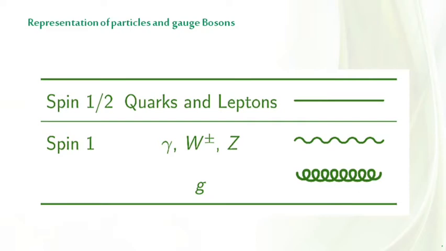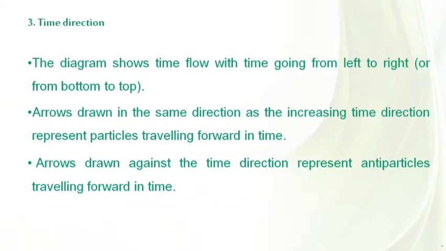The direction of time in this Feynman diagram. The diagram shows time flow with time going from left to right or from top to bottom as you wish to represent. So arrows drawn in the same direction as the increasing time direction represent particles traveling forward in time. And in case of antiparticles, it will be reversed. So an arrow drawn against the time direction represents antiparticles traveling forward in time.